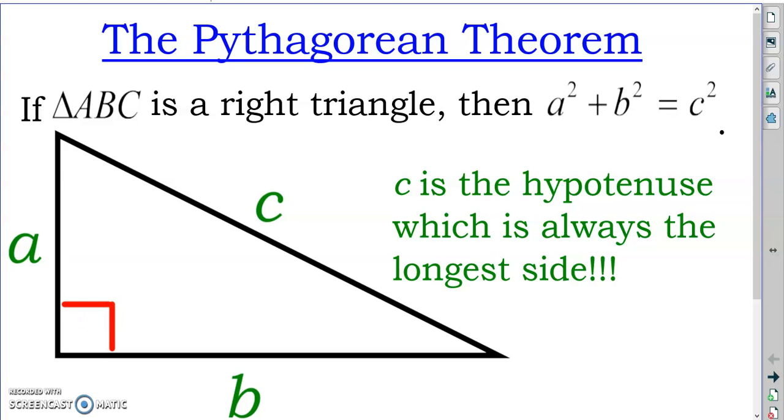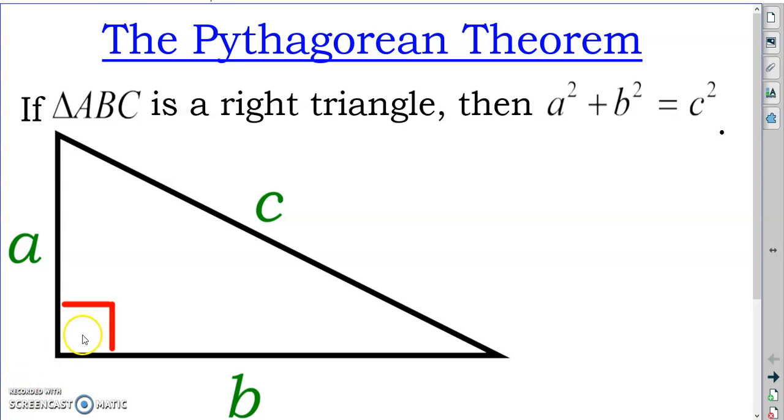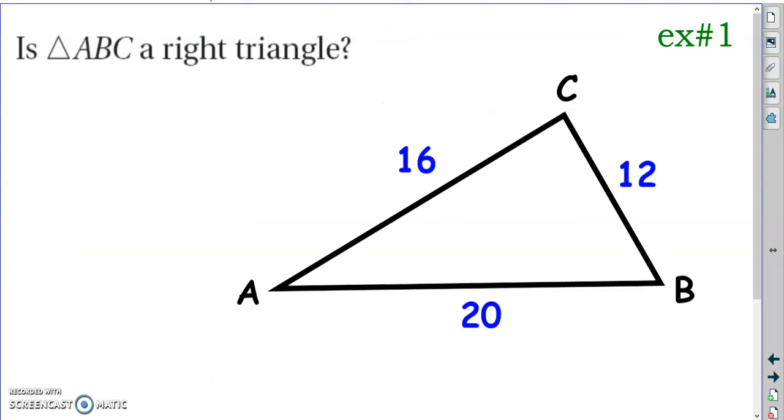Now the converse to the Pythagorean theorem says that if a squared plus b squared equals c squared, then we know it's a right triangle. When we learned the Pythagorean theorem, we said that if ABC is a right triangle, then the Pythagorean theorem is true. Today we're going to say if the Pythagorean theorem is true, then triangle ABC is actually a right triangle. So the converse just means we switch the if and the then.